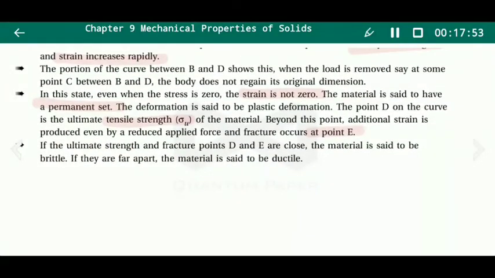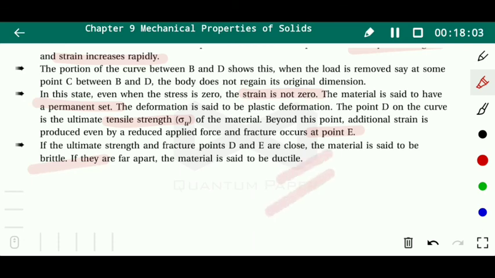If the ultimate strength point D and the fracture point E are close, the material is said to be brittle. If they are apart, the material is said to be ductile. So this is how we can define this stress strain curve and all its points. All these bullet points are very important in examination.